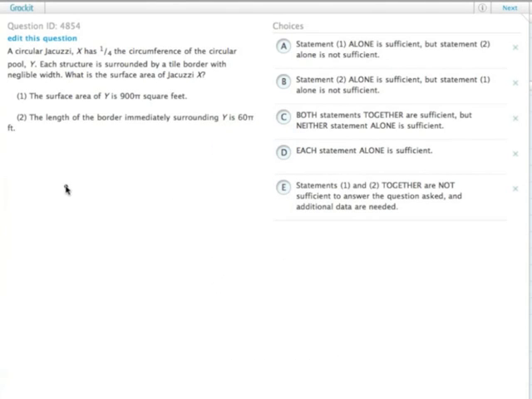So a circular jacuzzi has 1/4 the circumference of a circular pool. So we're dealing with circumference and area. A couple formulas that we have to keep in mind. Circumference is equal to 2 times pi times the radius, and area, both of these are circles that we're dealing with here, area equals pi times the radius squared.